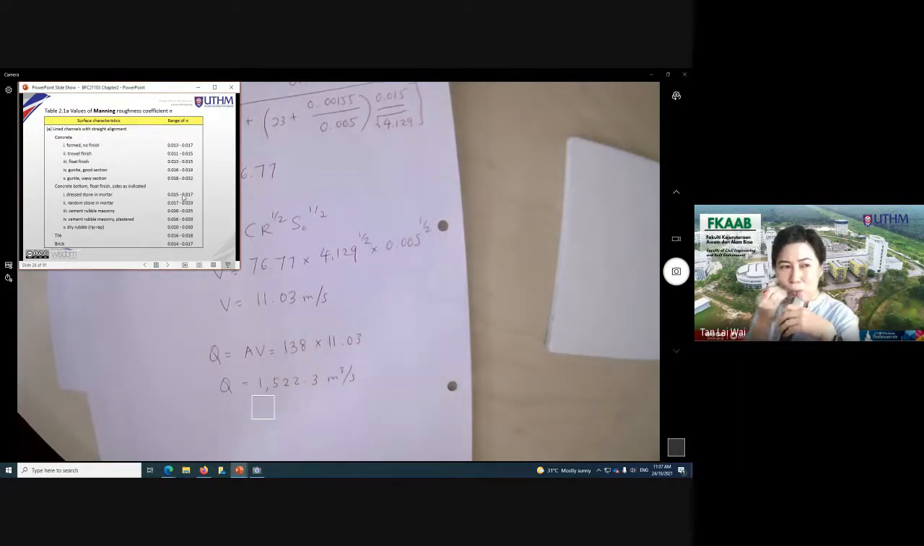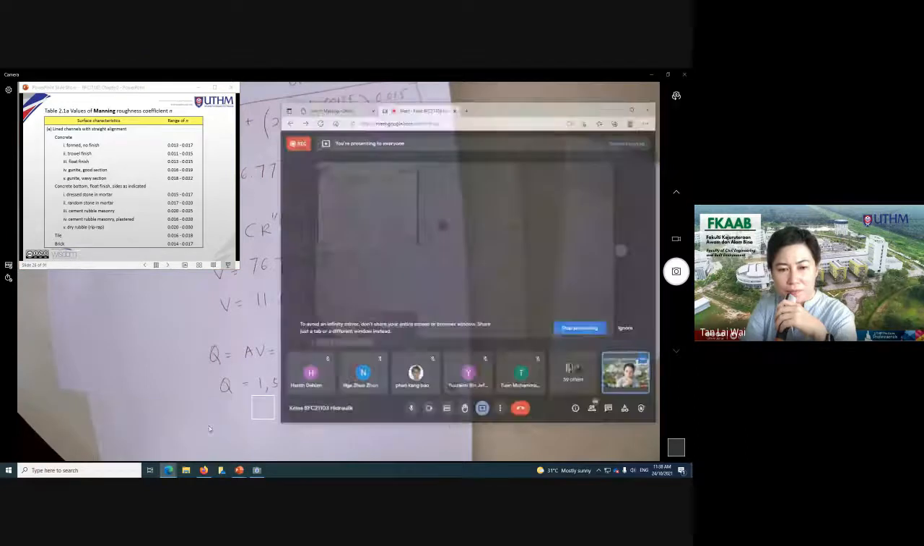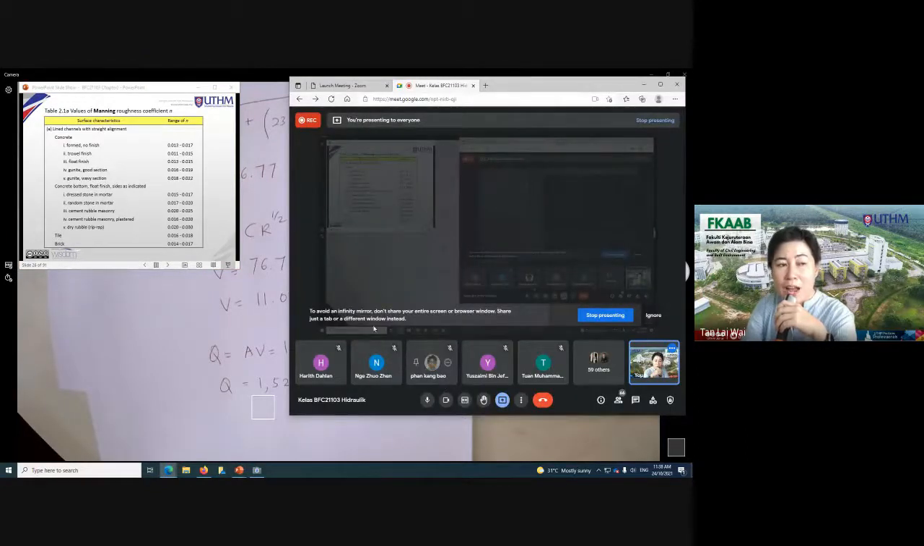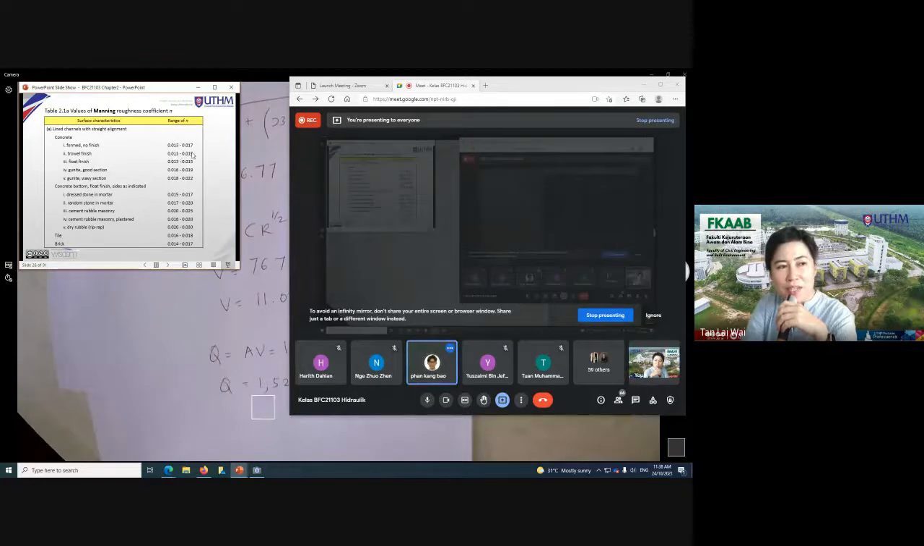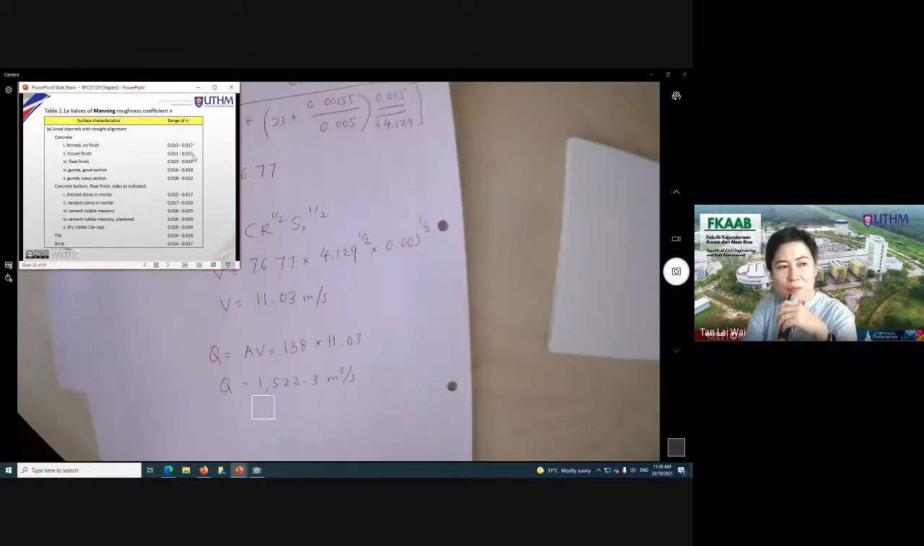Can I ask you one question? For example, let's take a look at this concrete form, no finish. Kang Bao, are you there? If I have a range for concrete, that means Manning N, if you look at here, the Manning N value, there's a range. Let's say my question is, if I'm going to use a concrete form, no finish channel, what Manning N should I use if you are given this range?